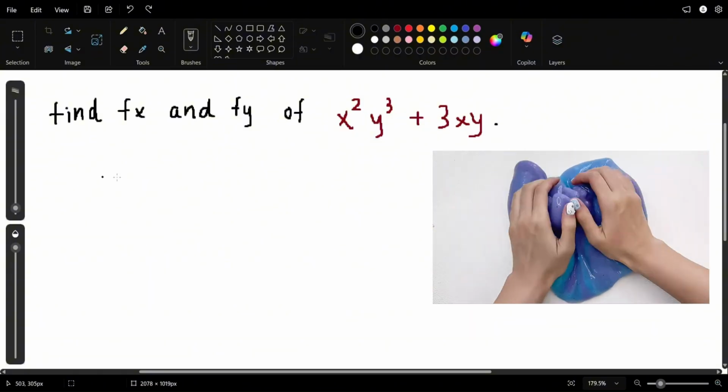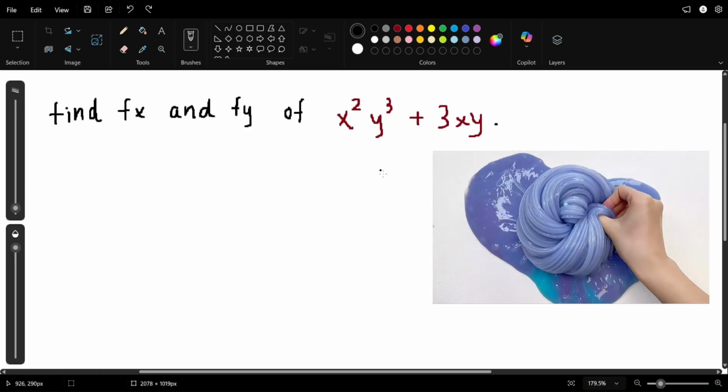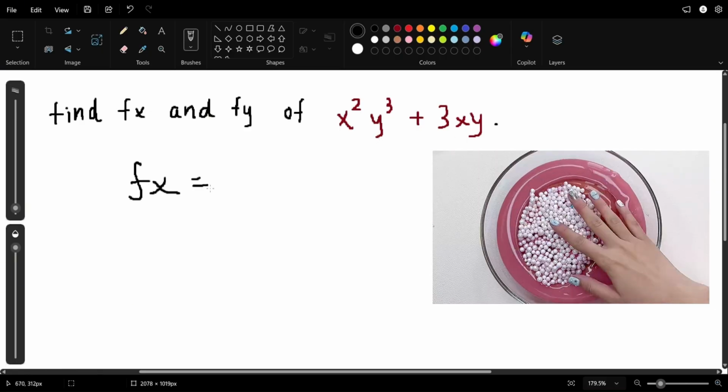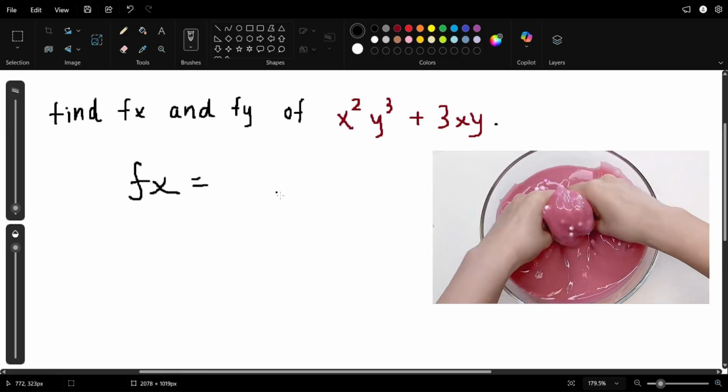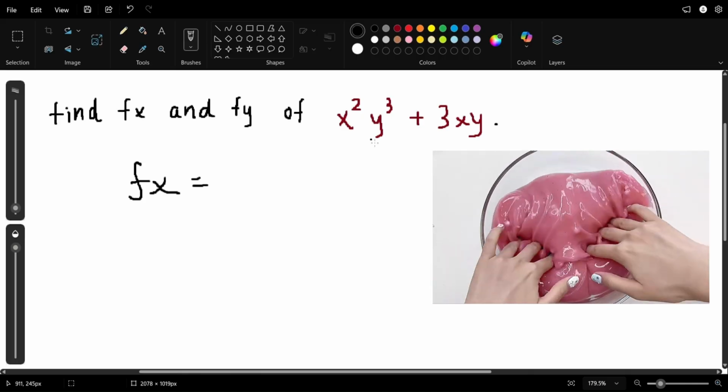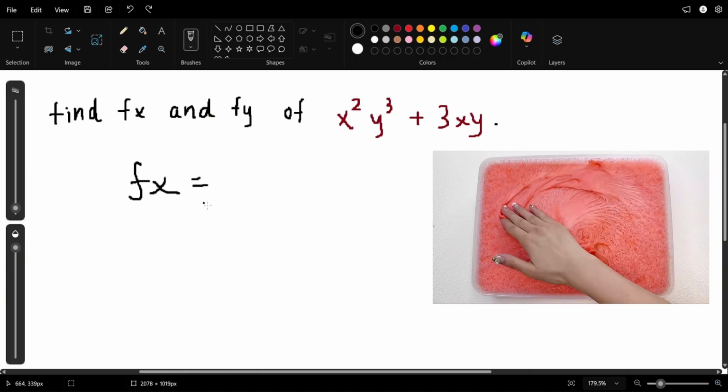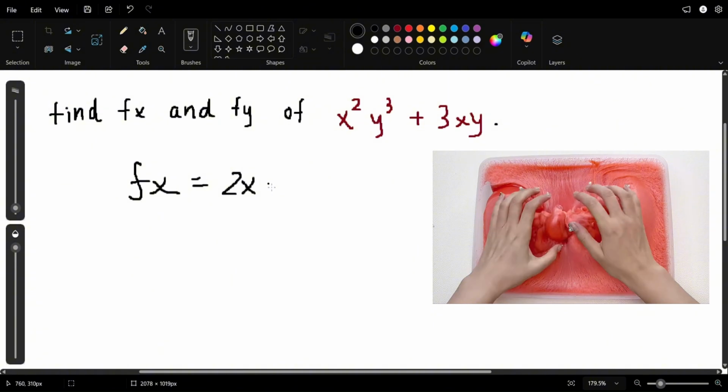So we have this function here, x squared y cubed plus 3xy, and we're going to first find f_x, where we take the partial derivative with respect to x, and that means we're going to treat y as the constant. So the first term, x squared y cubed, we're going to keep y cubed as the constant, and we're going to take the derivative of x squared. So this is going to give us 2x times y cubed.